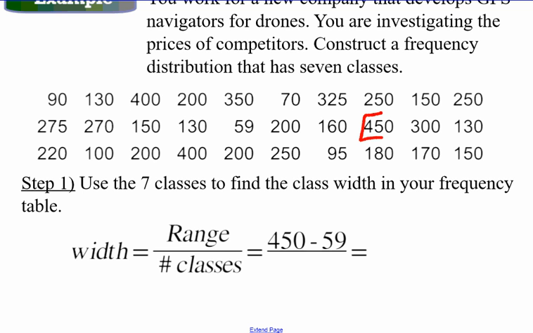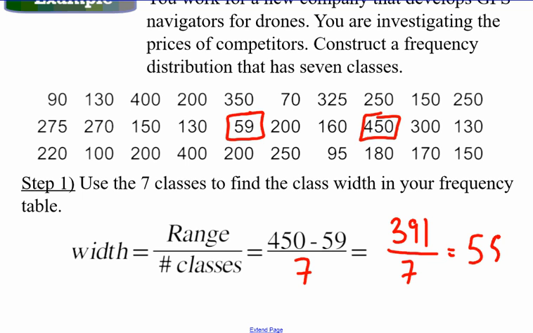The highest value in this data set is 450. The lowest value is 59. So I do 450 minus 59. That leaves me at 391. And I'm going to divide 391 by the number of classes, which is 7. I end up with 55.8. We'll call that 56. So I'm going to do widths of 56.